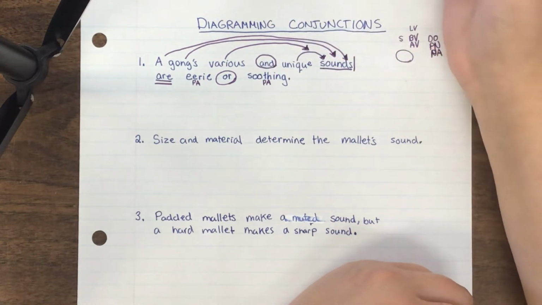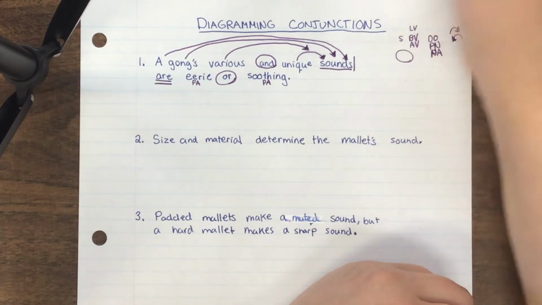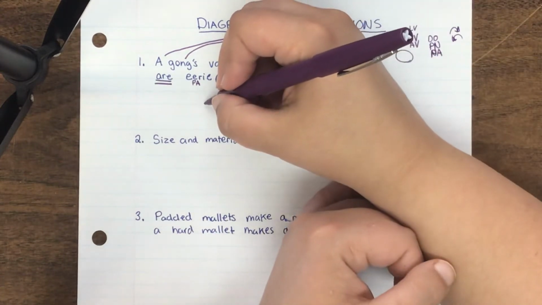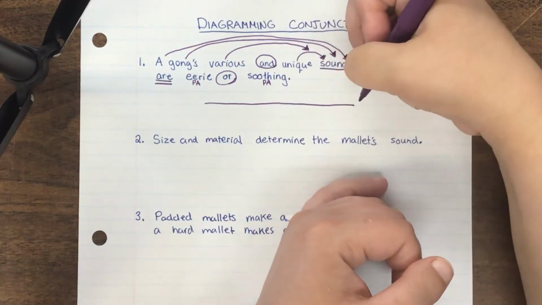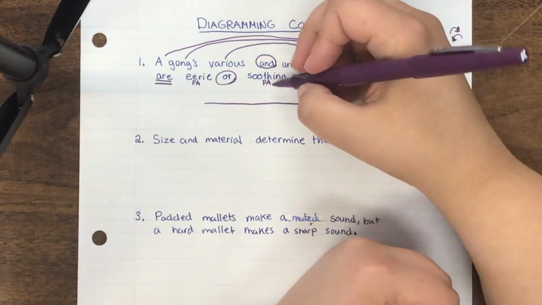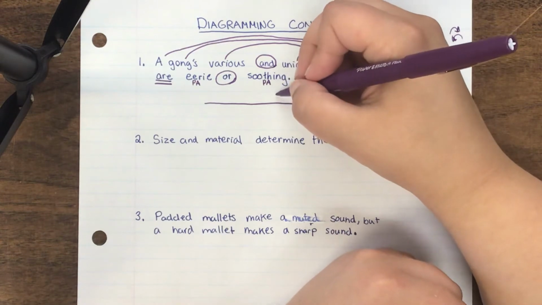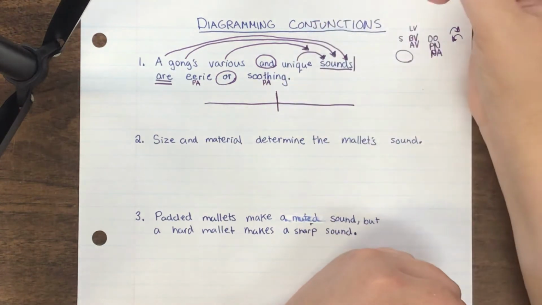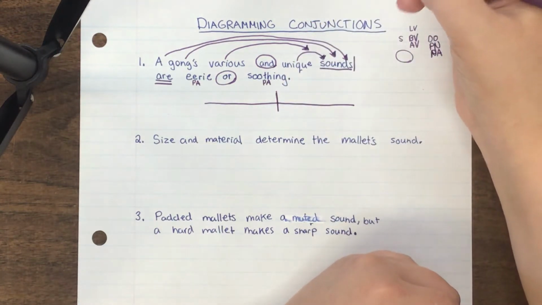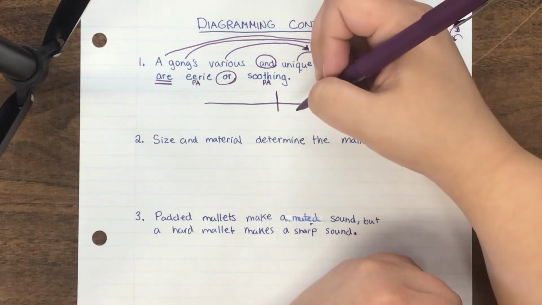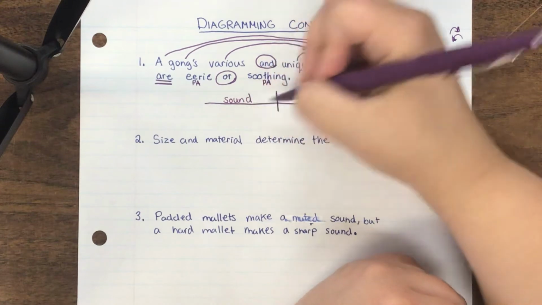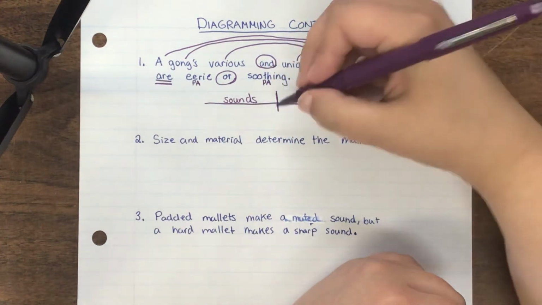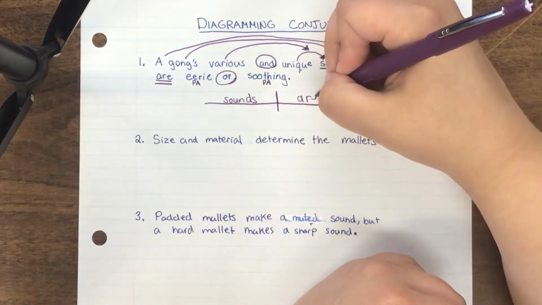So as always, we start by diagramming our subject and our verb. In this case, it's not too bad. So I'm going to draw a line like this. And then I'm going to draw a line like this through the sentence. Over here, I'm going to put sounds, which is my subject. And over here, I'm going to put are.